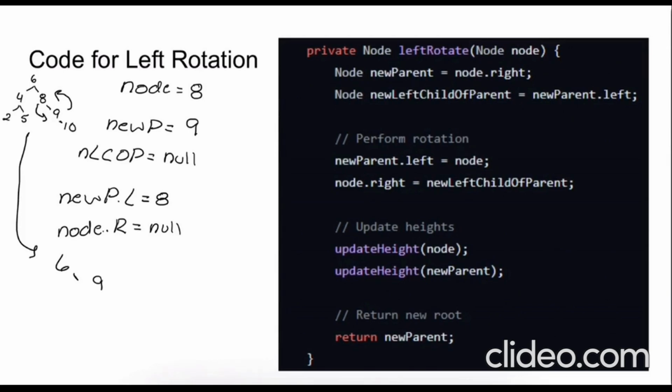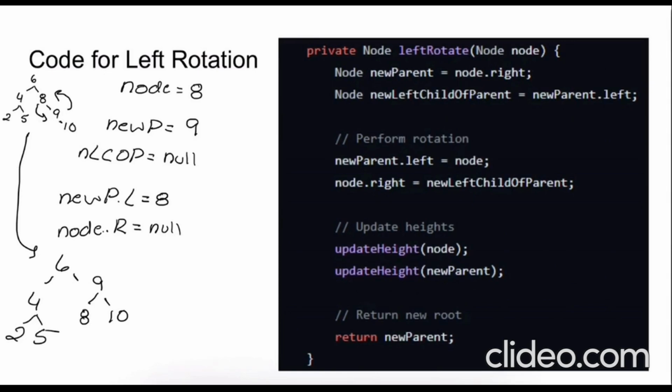9 becomes the new parent of 8 and 10. Right? 10 is the right child of 9. We didn't change anything. It was and still is. But 8 is now 9's left child, and 9 is the right child of 6. And as we discussed with balance, it's still going to perform balance on 6, but this tree is already balanced, so nothing is going to happen.